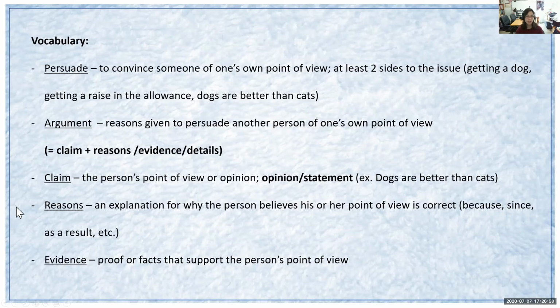Another vocabulary word is reasons, and reasons are basically an explanation for why the person believes his or her own point of view is correct. This can use keywords such as because, since, as a result, etc. Such as dogs are better than cats because they are friendlier. So I had a claim that dogs are better than cats, and I gave my reason, because they are friendlier. Of course, one could argue the opposite as well. Maybe cats are better than dogs because, and then a different reason.